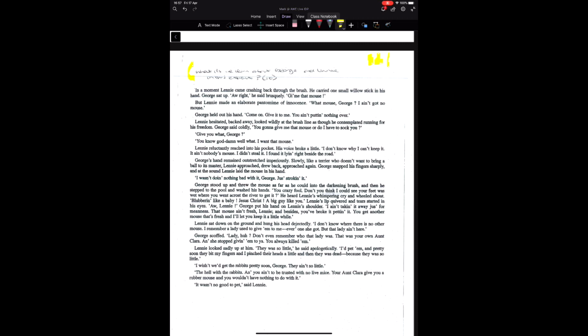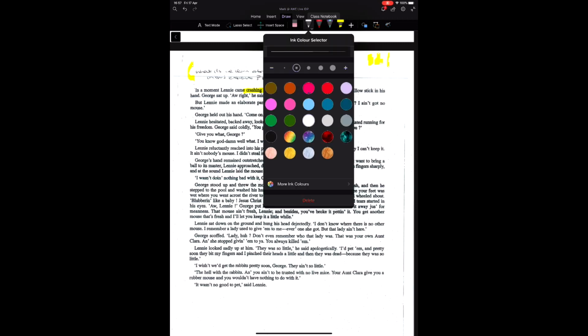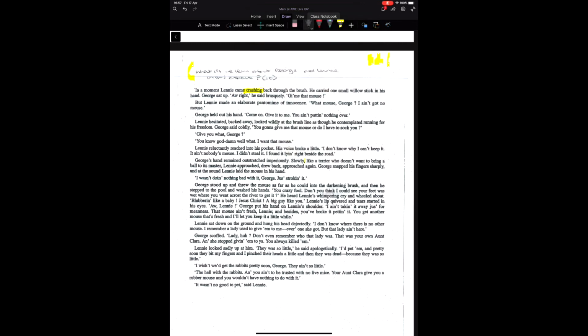So I'm going to highlight the word crashing, because I think that is showing me that he is wild, is the word coming into my head. I'm not sure that's the right word, really. But he's physical. Okay, so, all right. My first thing, came crashing back through the bush. He carried one small willow stick in his hand. George sat up. "All right," he said brusquely. "Give me that mouse." Okay, I'm going to select that bit.